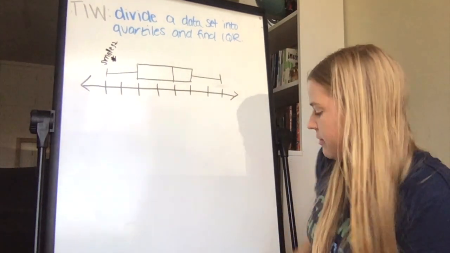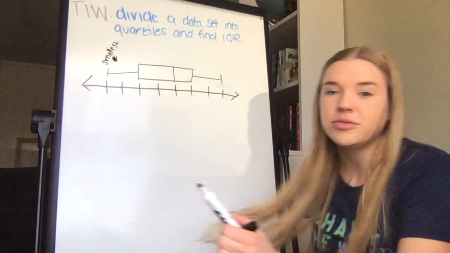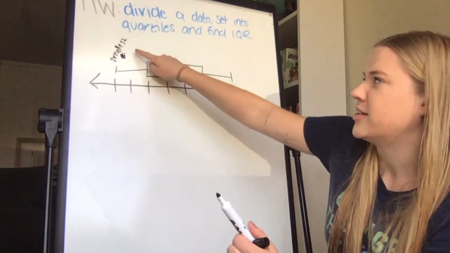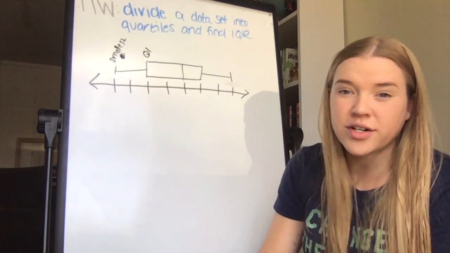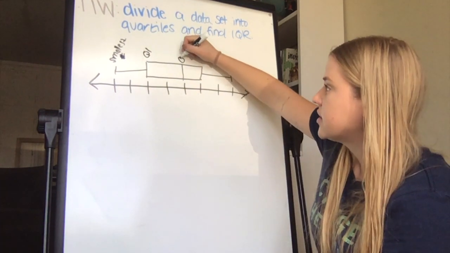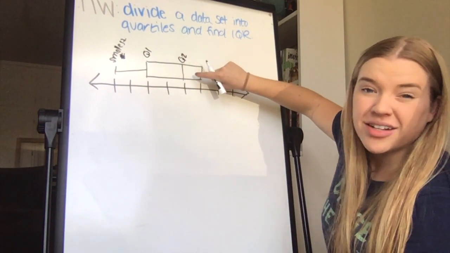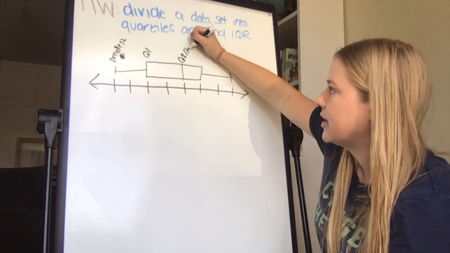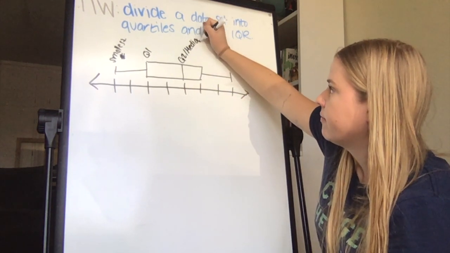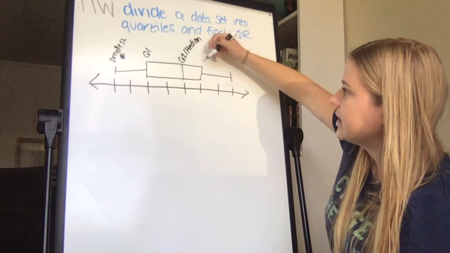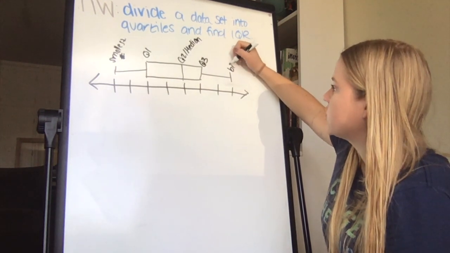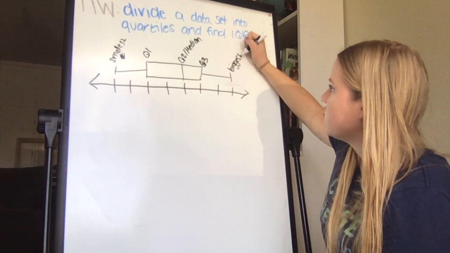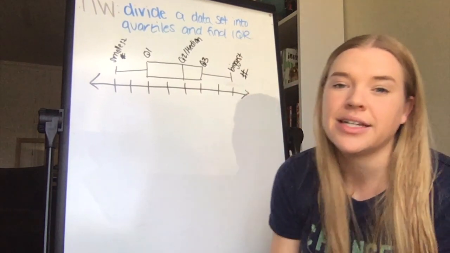That might be kind of hard to read. Let me bring this a little bit closer here. That says smallest number. You might just have to write that down. This is your first quartile. This line in the middle of your box is your second quartile, which is also known as your median. This ending line is quartile 3. And this line right here, or this whisker, is your biggest number.